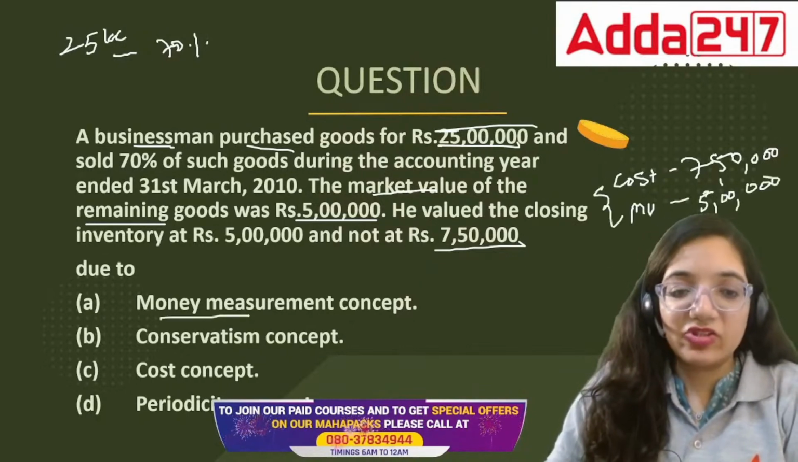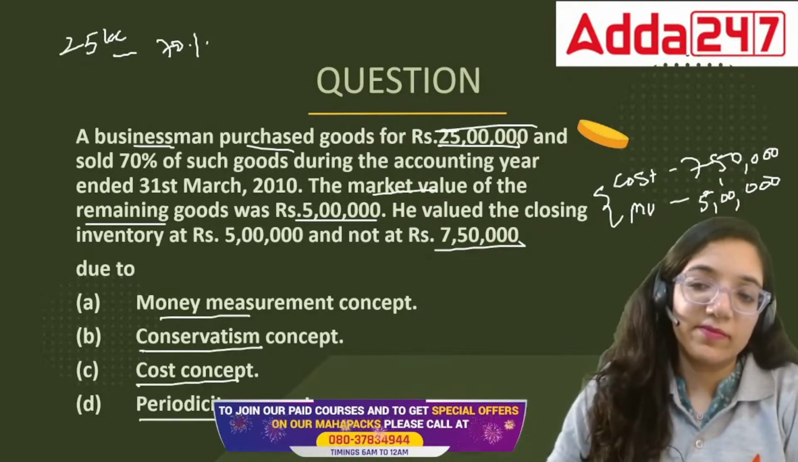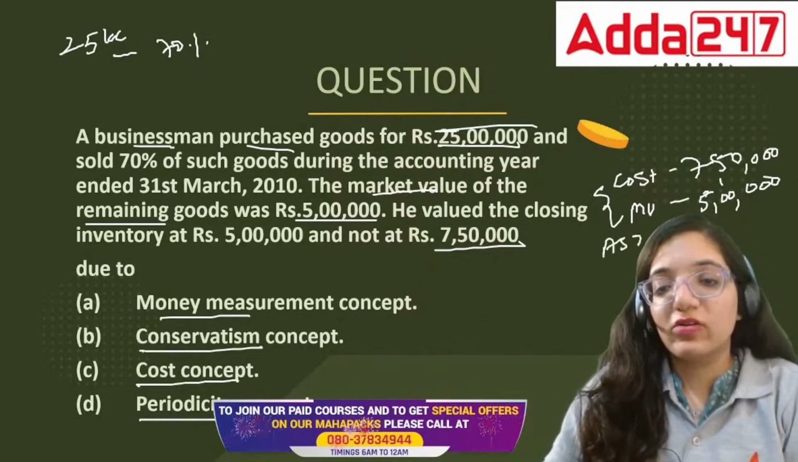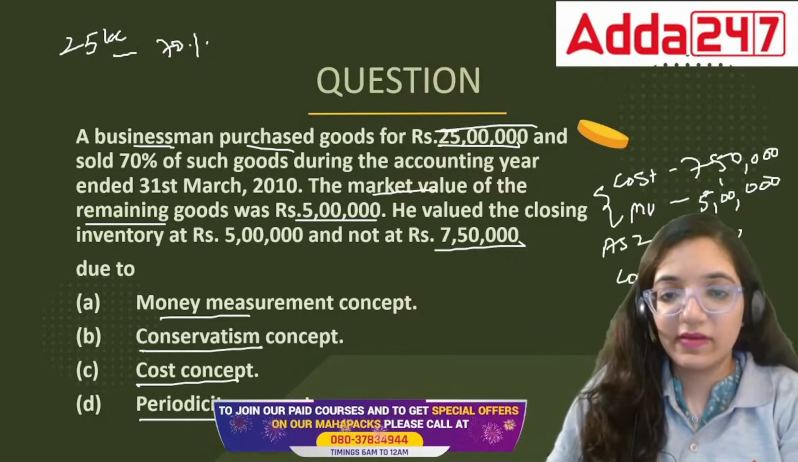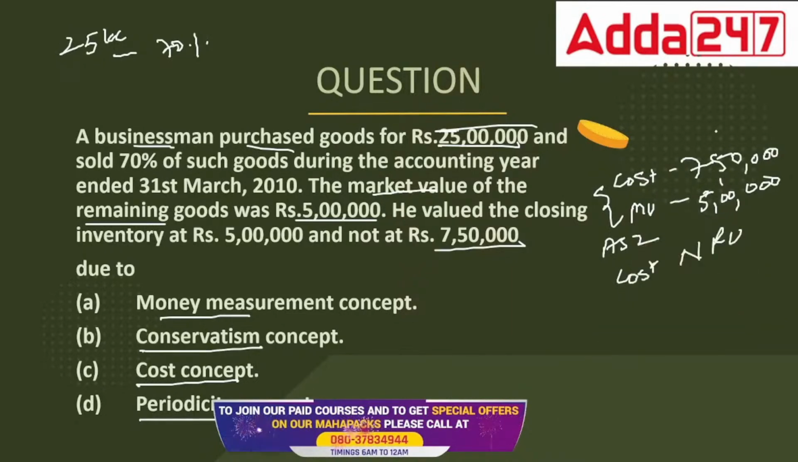So is it the money measurement concept, conservatism, cost concept, or periodicity? According to this scenario, this is AS2. Cost or NRV, I hope it is visible. Cost or NRV, whichever is less. Okay, this is based upon whichever is less. Money measurement, conservatism, cost or periodicity. I'll call this particular cost or market value. This is based upon conservatism.